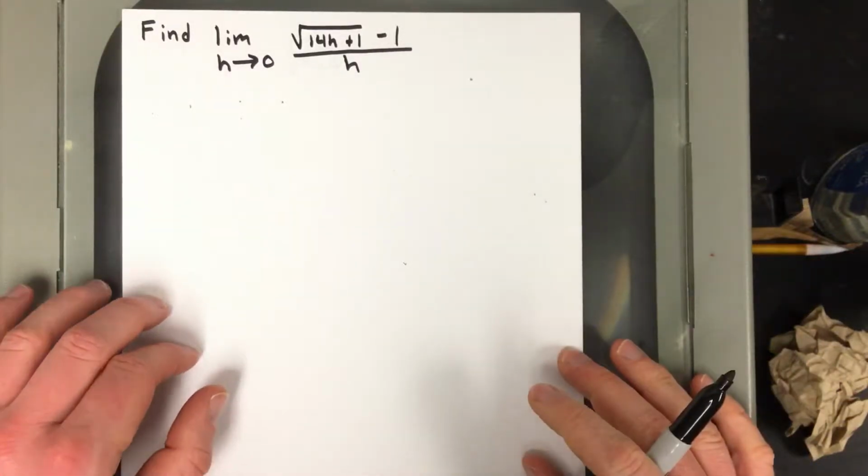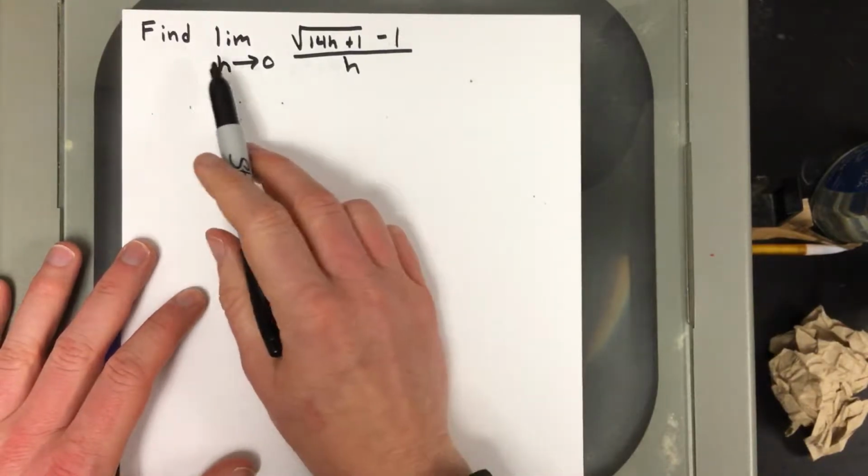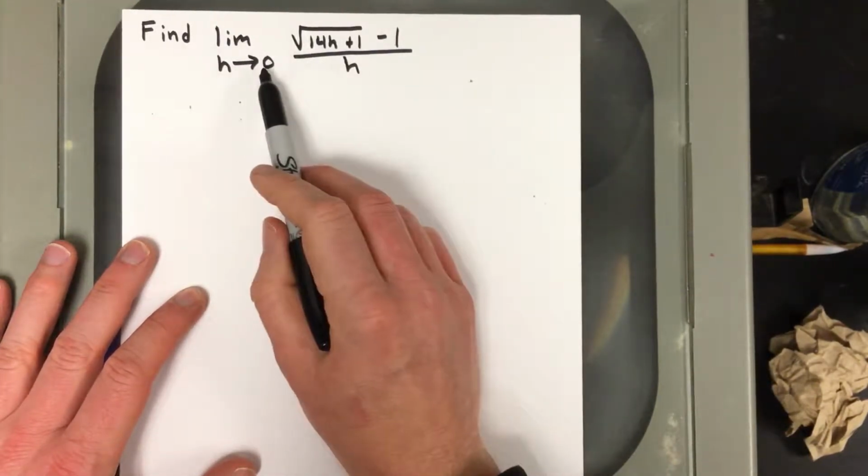Hey everyone, here's another example from section 2.2 covering finding limits. We're going to try to find the limit of this function as h approaches 0.